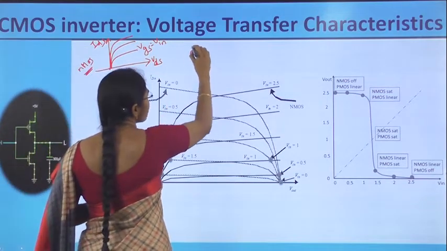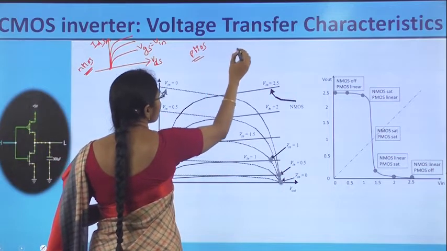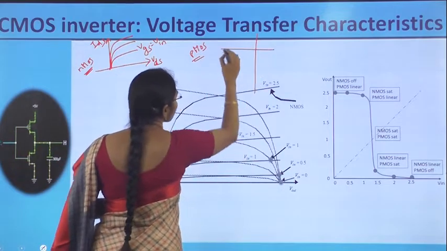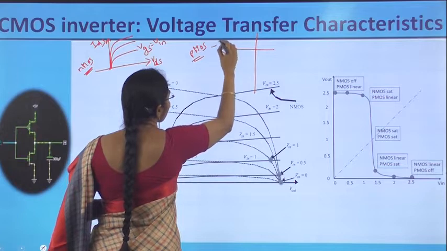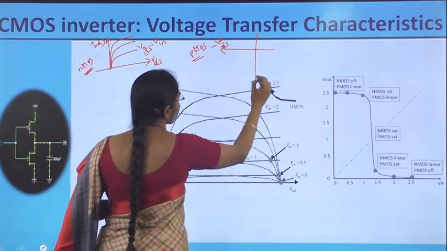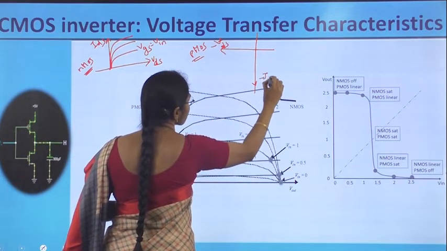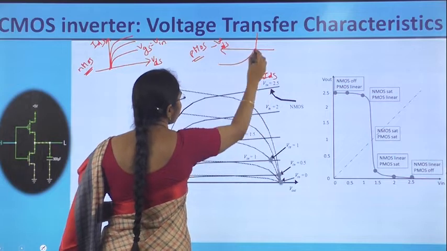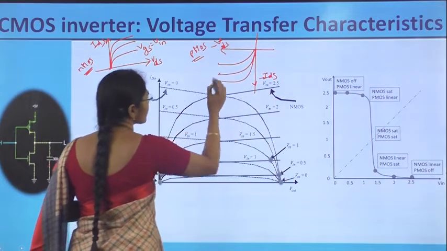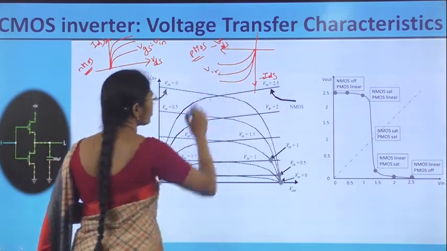For the PMOS device, how will the characteristics be? They are in the third quadrant, minus VDS and minus IDS. The characteristics will be like this, for the value of Vn only.